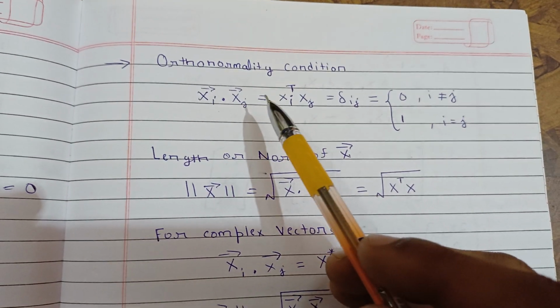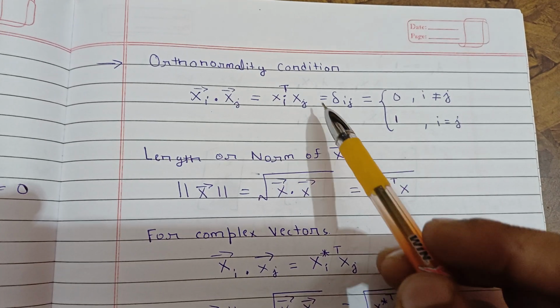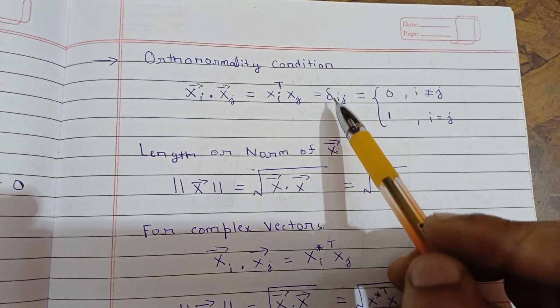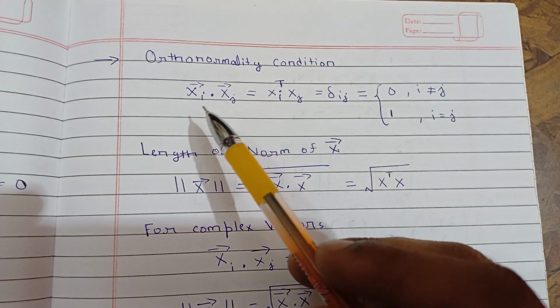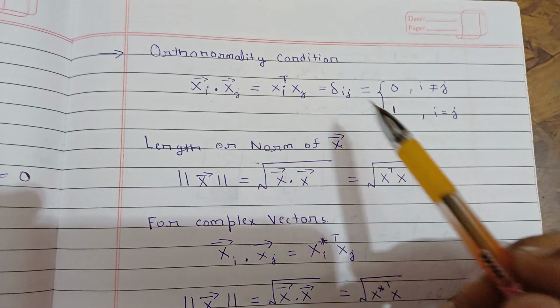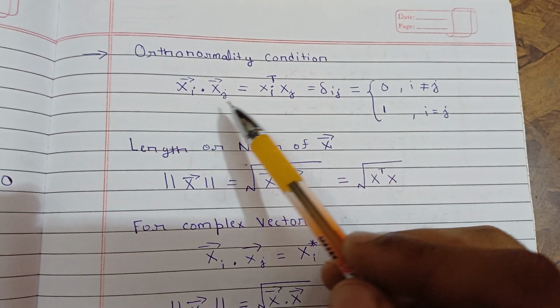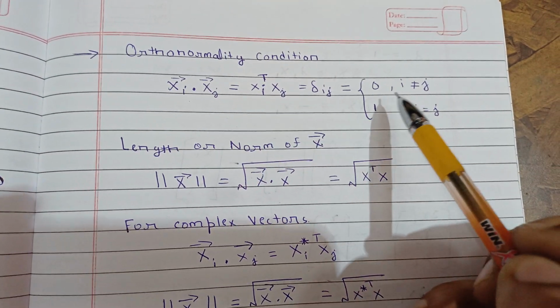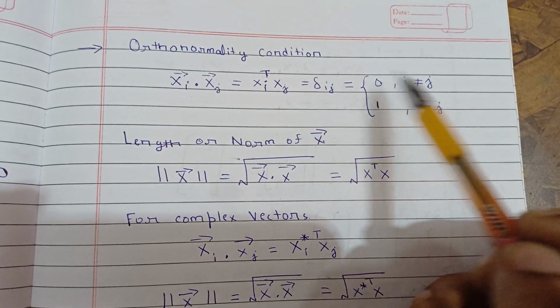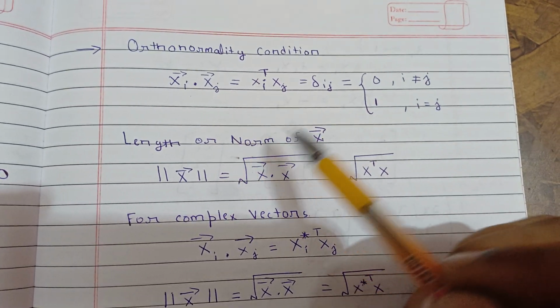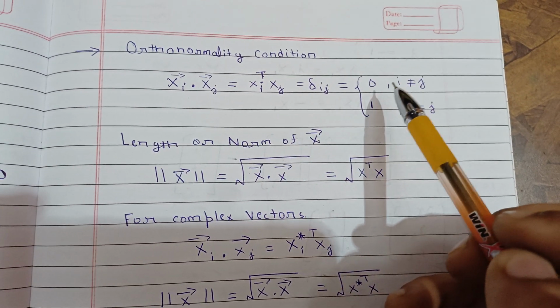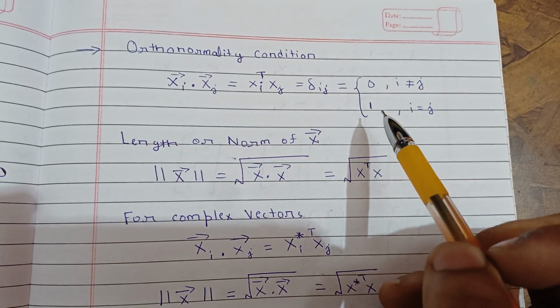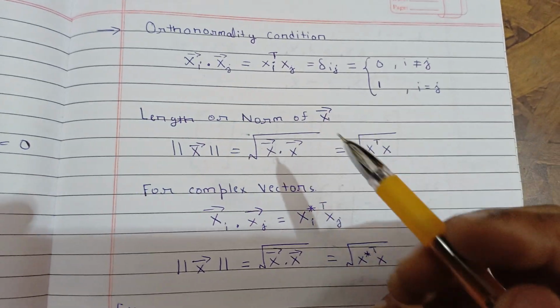And what does that mean? The values will be given by the Kronecker delta. If i equals j, then we will get 1, and if i is not equal to j, then that will be 0. How is it 0? Because both are linearly independent, so their product will be 0, and if both are the same vector, then we will get 1. Just remember this.